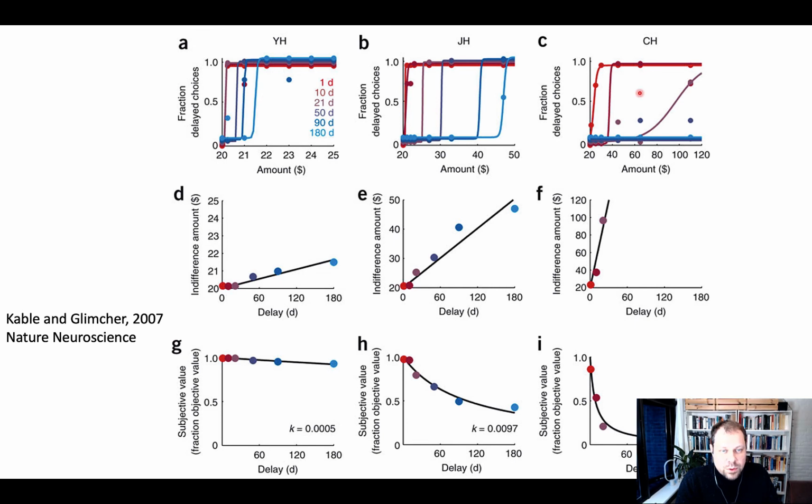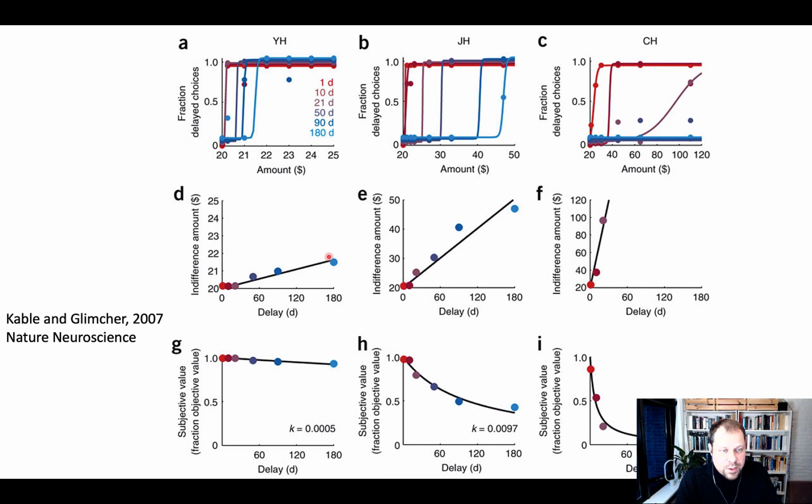The first row shows the logistic choice function or sigmoid functions for each of the delays across the different amounts that the subjects then selected. And you can see the fraction of delayed choices that was made on the y-axis. So this participant made a lot of delayed choices. However, in this case, when it comes to 90 days or 180 days, this participant did not make any delayed choices. So this participant clearly preferred immediate outcomes over delayed outcomes.